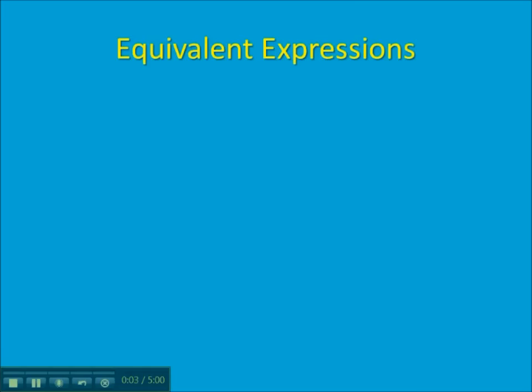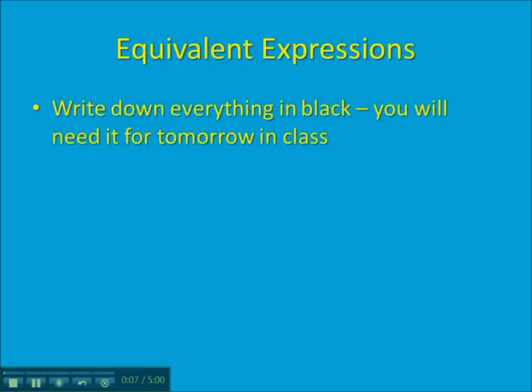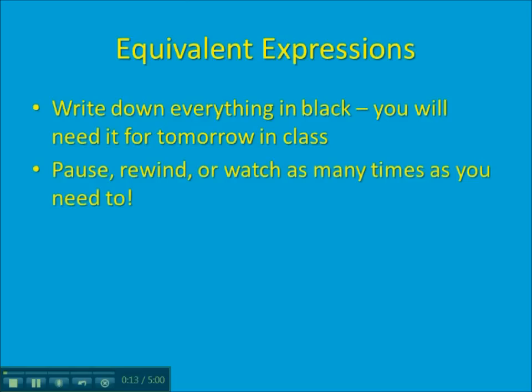Today we're going to be studying equivalent expressions. You need to write down everything that's in black. You'll need it for tomorrow in class. You can pause, rewind, or watch as many times as you need to. So before we get started, you can press pause and get out a sheet of paper to copy some things down.